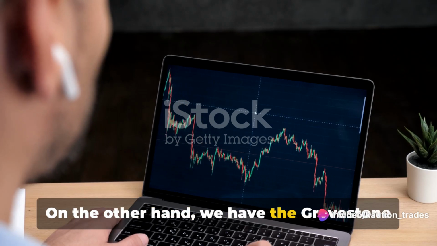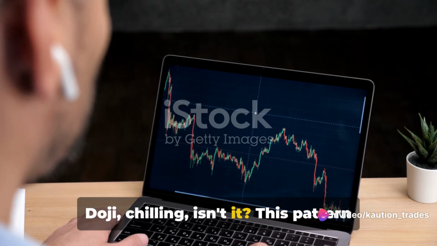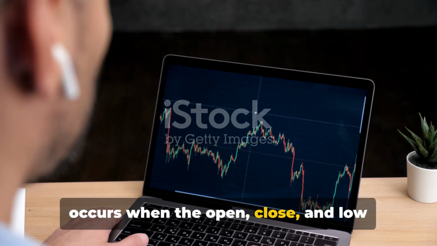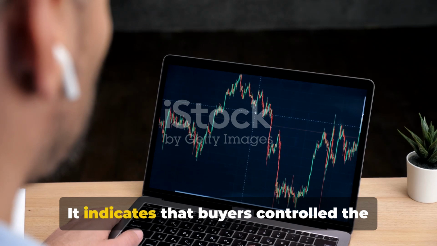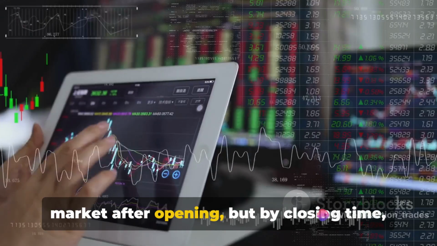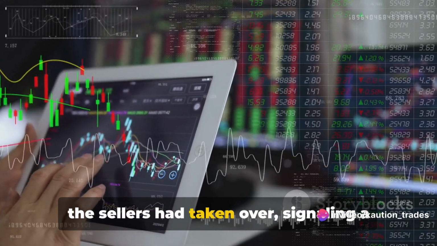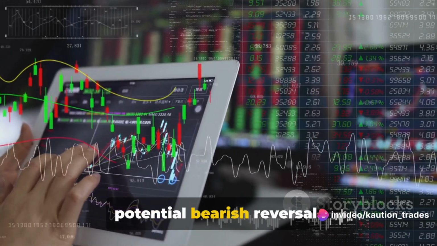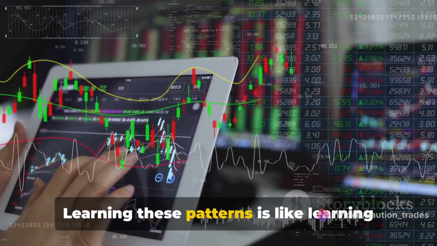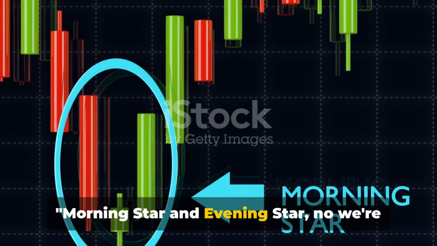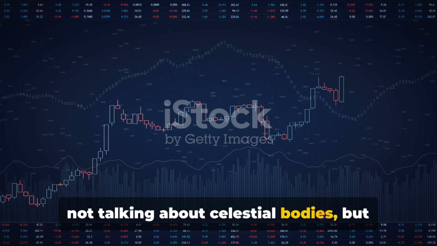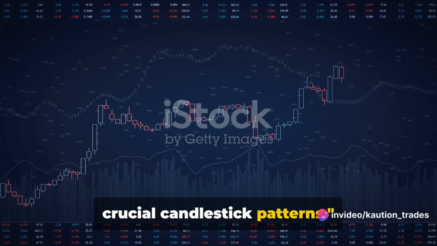On the other hand, we have the gravestone doji. Chilling, isn't it? This pattern occurs when the open, close, and low prices are nearly identical with a long upper shadow. It indicates that buyers controlled the market after opening, but by closing time, the sellers had taken over, signaling a potential bearish reversal. Learning these patterns is like learning a new language, the language of trading. Morning star and evening star, no, we're not talking about celestial bodies, but crucial candlestick patterns.